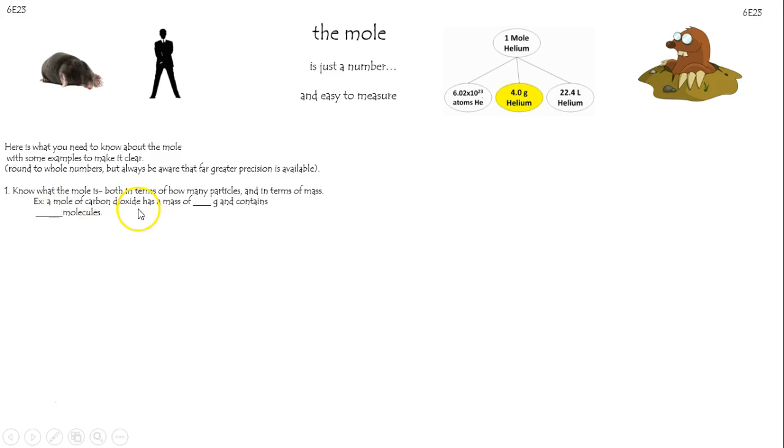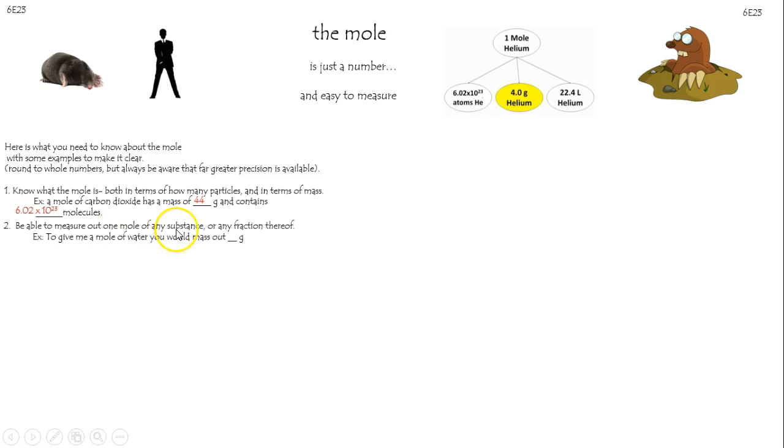For example, a mole of carbon dioxide would have a mass of, well, let's see, CO2. Carbon is 12 grams per mole. Each oxygen is 16 grams per mole. I get 44 grams. How many molecules would it contain? I get answers from students like 1 or 44. But it's a mole's worth, therefore 6 times 10 to the 23rd. Think of it like a dozen, only way, way bigger.